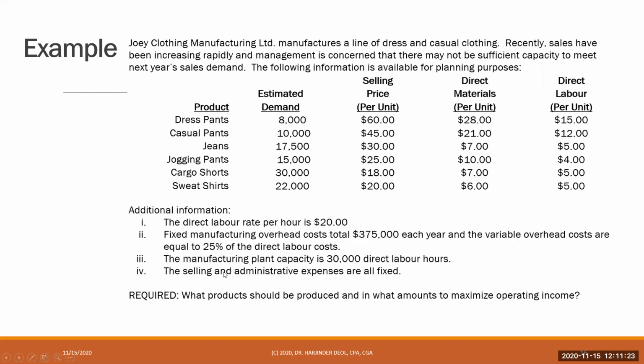The variable overhead costs are equal to 25% of the direct labor costs. Now, variable overhead costs will be relevant for our decision because when calculating contribution margin, we will need to include variable overhead costs. The manufacturing plant capacity is 30,000 direct labor hours. So that's one of the constraints, the availability of labor time. The other constraint is the estimated demand. The selling and admin expenses are all fixed. If they're all fixed, not relevant to our decision. We're asked what products should be produced and in what amounts to maximize operating income.